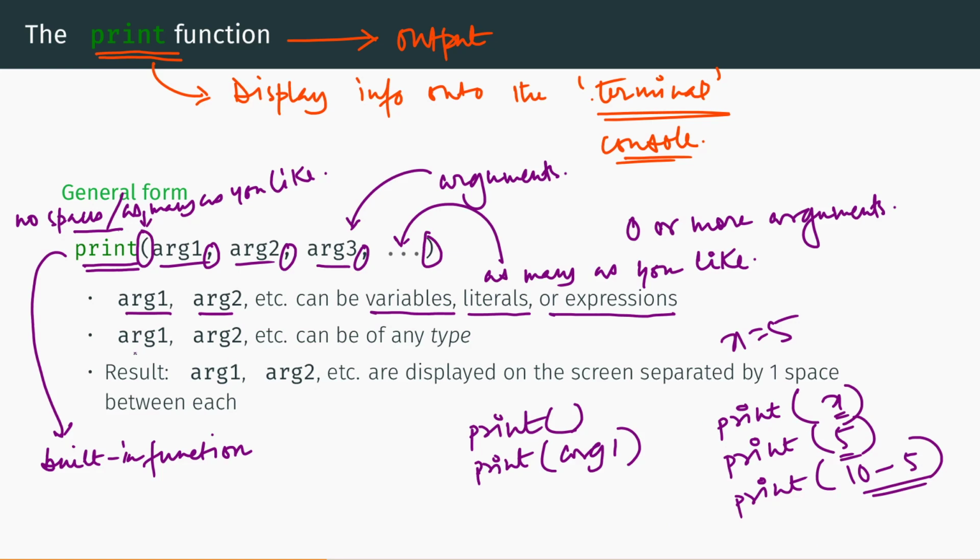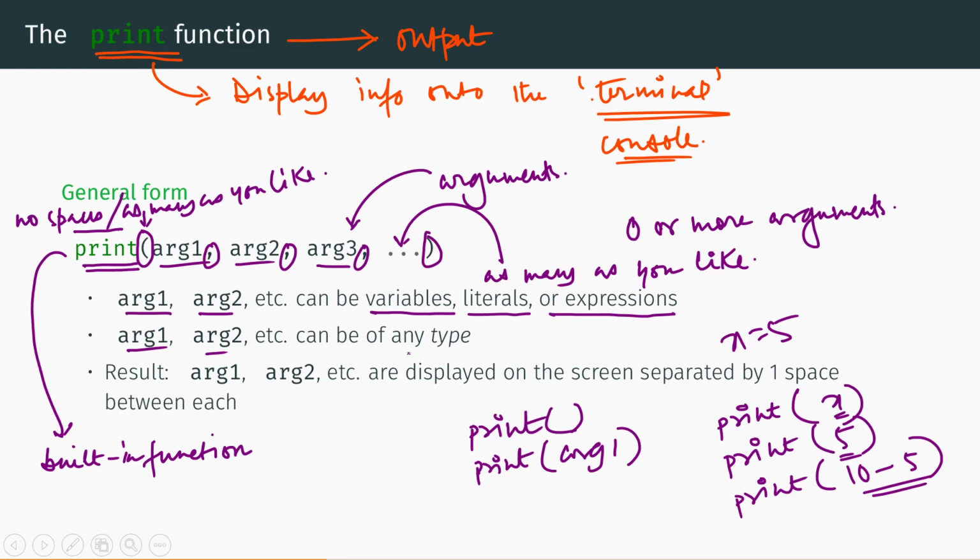The second point is the arguments can be of any type. So instead of just numbers, you could print strings. You could print boolean variables, or boolean expressions, or boolean literals, true, false. So the arguments can be of any type.